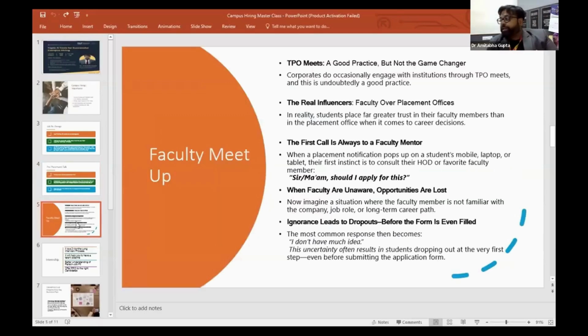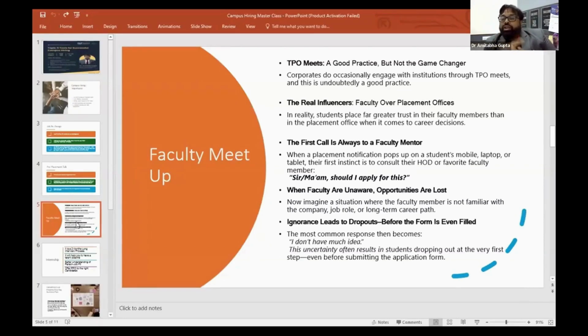Next one is the faculty meetup. We all know that the majority of companies are conducting TPO meets. It's a very good practice, but not the game changer. You need to understand that. Because corporates do occasionally engage with the institutions through the TPO meet, and this is undoubtedly a very good practice to connect. But from my experience, I'm telling you, students place greater trust in the faculty members than the placement office when it comes to career decisions.